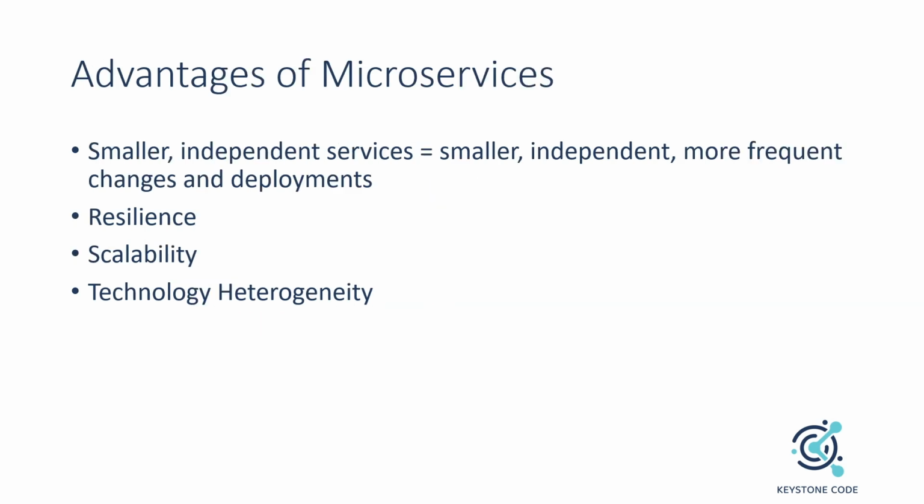All right. So what are some of the advantages of microservices? There's a whole bunch, but I really tried to keep this list rather concise. But smaller independent services equals smaller independent, more frequent changes and deployments. So if our microservices have a smaller footprint in terms of what they're in charge of from a feature point of view, we can change them more often when we go to write tests, right?